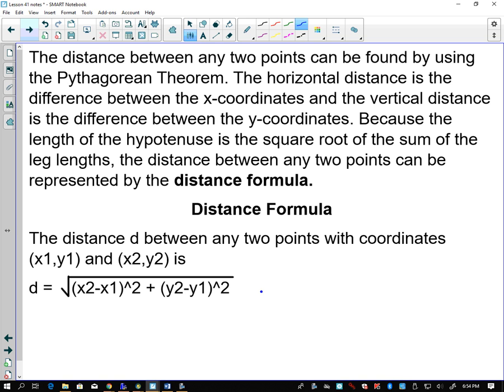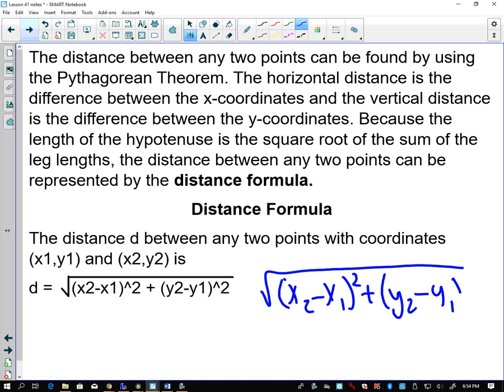The distance formula takes those two coordinates and says the square root of x sub 2 minus x sub 1, squared, plus y sub 2 minus y sub 1, squared, is going to equal my distance. Essentially, it's doing the exact same thing because we're finding the differences between our x values and the differences between our y values. We square those, and then we take the square root of the whole answer after we've added them together. It does the same thing, just a little bit differently.